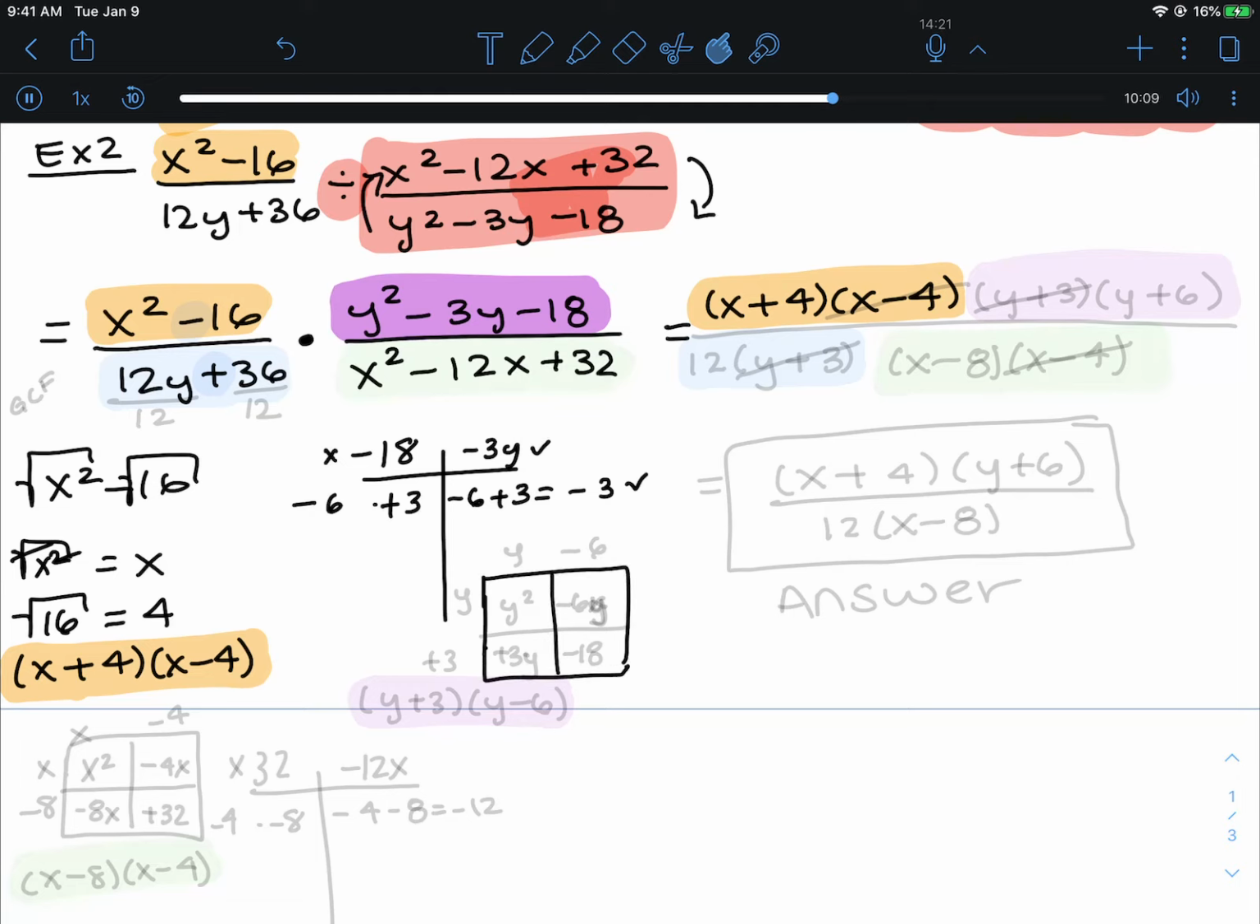So this is a y squared actually, not an x squared. And then the negative 18, and that's y times y. And then I'm going to put a negative 6 and a positive 3. Again, it's a y, not an x. So that means I'm going to do y times negative 6 and then y times positive 3. So my factors for this one are going to be y plus 3, y minus 6. Okay?